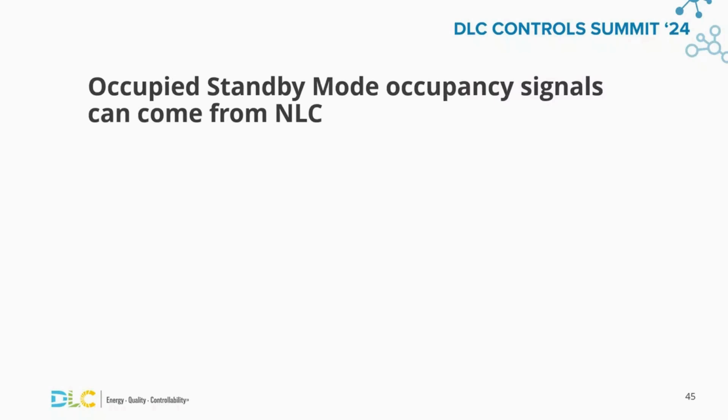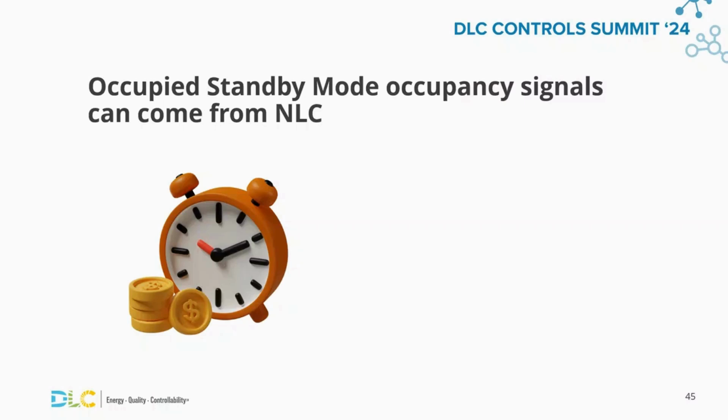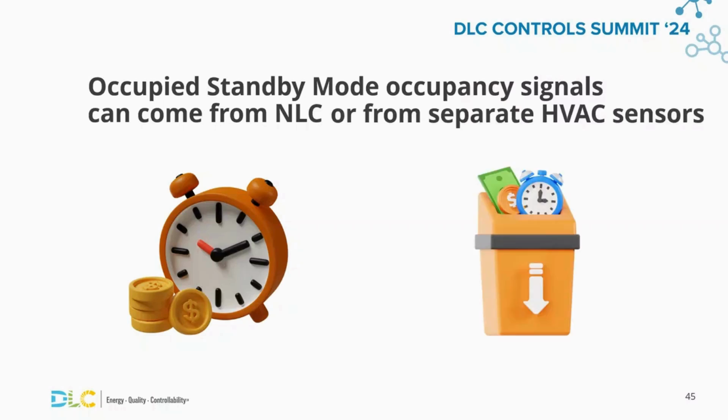In order to use occupied standby mode, some buildings get occupancy signals from the network lighting controls. When this integration is well planned and executed, it can save time and money compared to the alternative, which is for the HVAC system to have its own independent network of occupancy sensors. This is a substantial waste of hardware, effort, and maintenance that could be avoided if the HVAC system worked together with the lighting system.